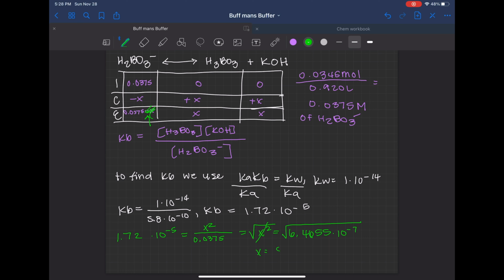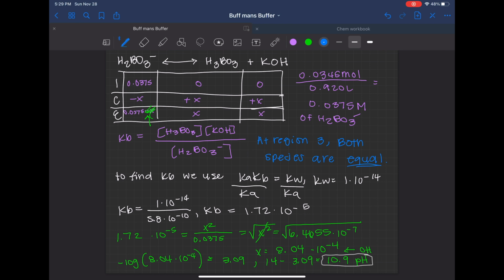Solving for x, we get a value of 8.04 times 10 to the negative fourth, and this will be equivalent to our potassium hydroxide concentration, and we'll later utilize this to find pOH and then pH. To find pOH from our OH concentration, we'll take the negative log of that value, 8.04 times 10 to the negative fourth. We'll get a pOH value of 3.09. To get pH from this, we'll subtract 3.09 from 14, and that'll give our pH of 10.9.